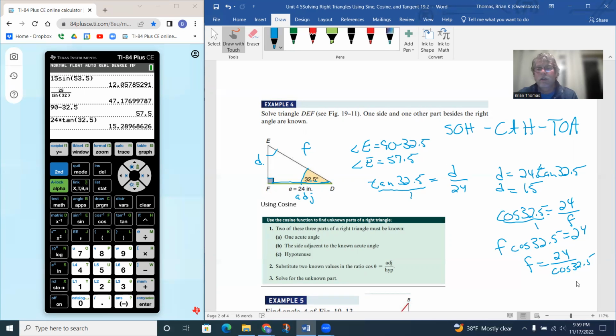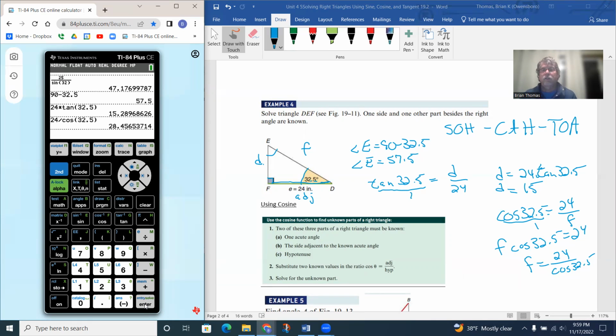So if I do that math, 24 divided by the cosine of 32.5. You can also do it that way. You don't have to actually use the fraction key. That's going to give me F equal to about 28. And again, we're all in inches here. So that's 28 inches, and D was 15 inches, and the missing angle was 57.5. Those would be the three missing pieces.